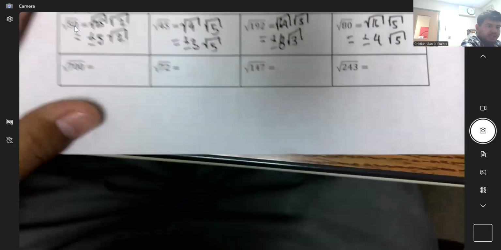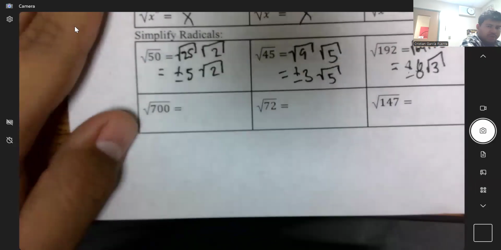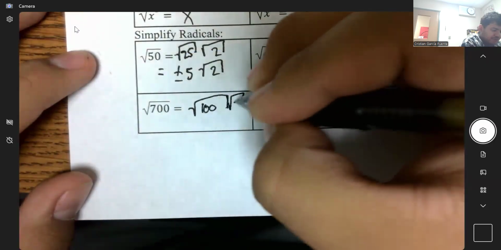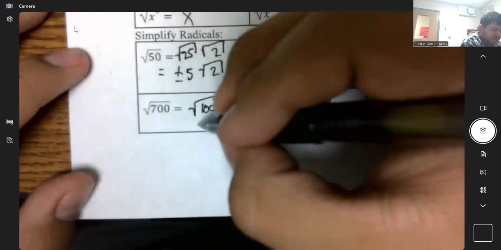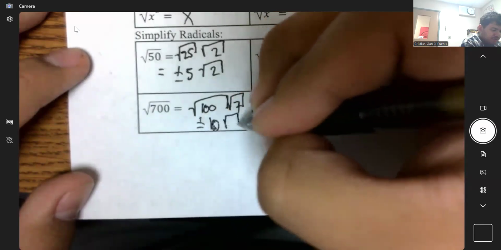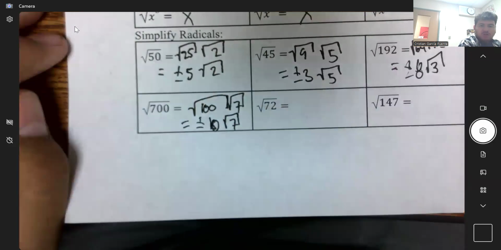All right, 700, same thing. Again, what's the biggest number that divides 700? It's obviously going to be 100 times 7. And the square root of 100 is plus or minus 10. And then the square root of 7. And that right there is your answer.